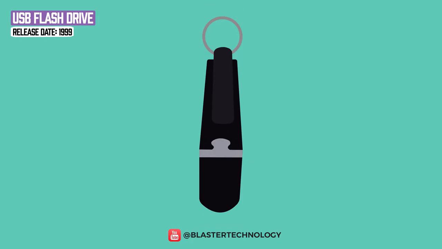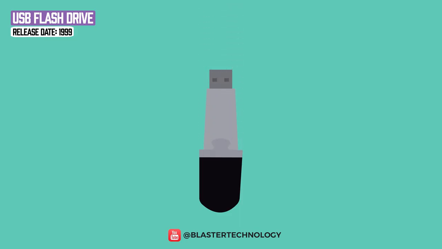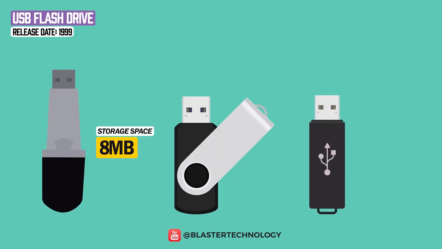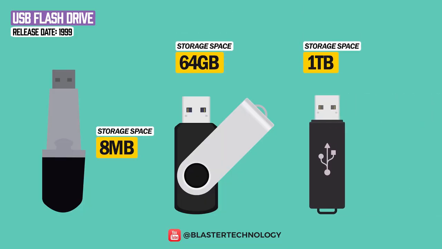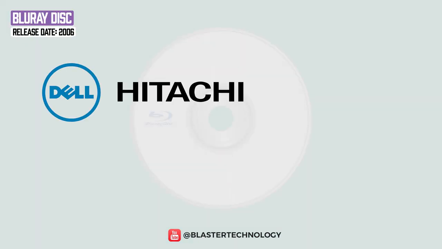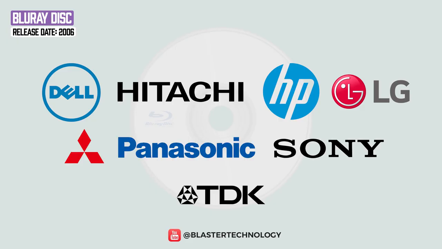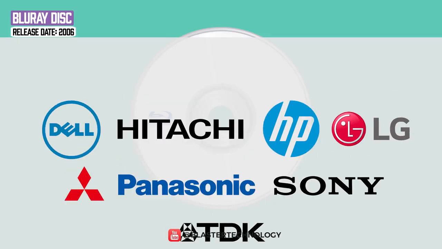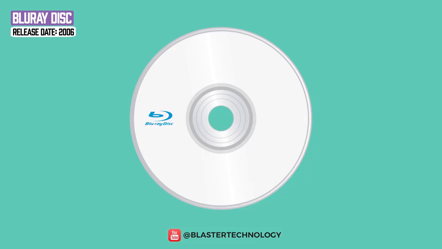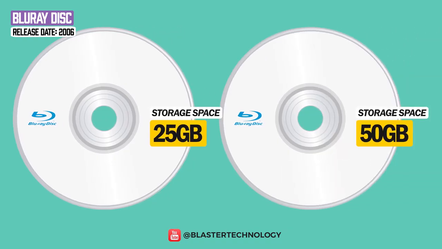In 1999, M-Systems developed the first USB flash drive, a plug-and-play data storage device. The first USB flash had a storage capacity of 8 megabytes, gradually increasing the storage capacity even to 1 terabyte. In 2006, Dell, Hitachi, Hewlett-Packard, LG, Mitsubishi, Panasonic, Sony, and TDK developed Blu-ray disc, a high-definition data technology. A Blu-ray disc can store 25 gigabytes or 50 gigabytes of data.